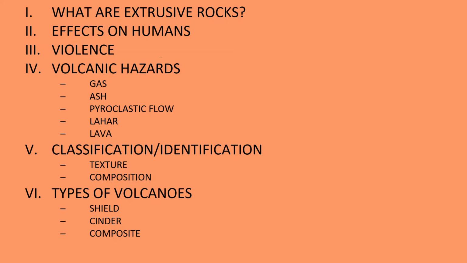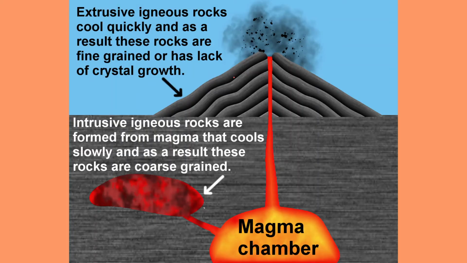So what are we going to cover? First off, we're going to talk about what extrusive rocks are. In the last chapter, we talked about intrusive igneous rocks, and now we're going to talk about extrusive igneous rocks, which is basically volcanoes, the effects of these volcanoes on humans, and the relative violence of volcanoes, why some are more explosive and deadly than others. We'll talk about volcanic hazards too. I'll actually cover classification and identification in class. And then I want to talk about the different types of shield volcanoes.